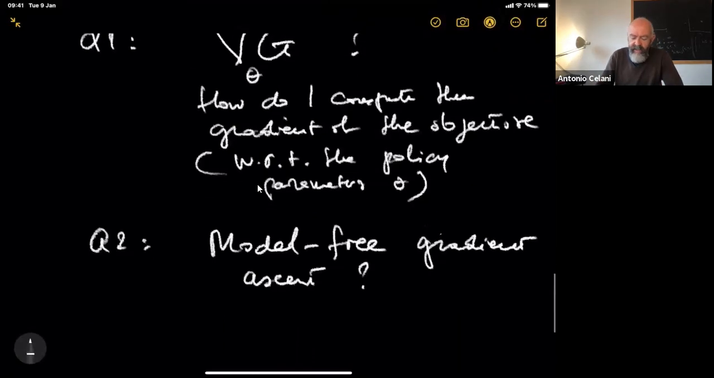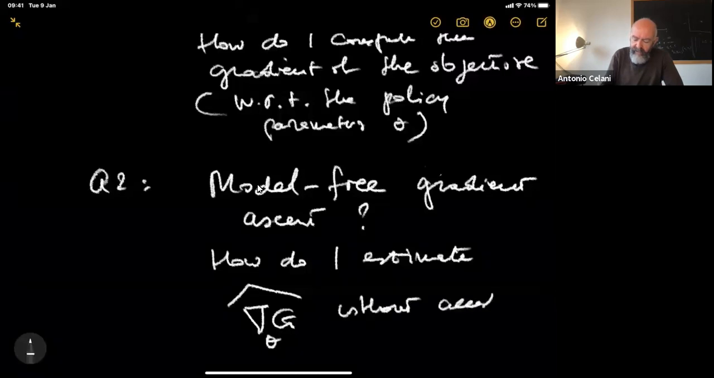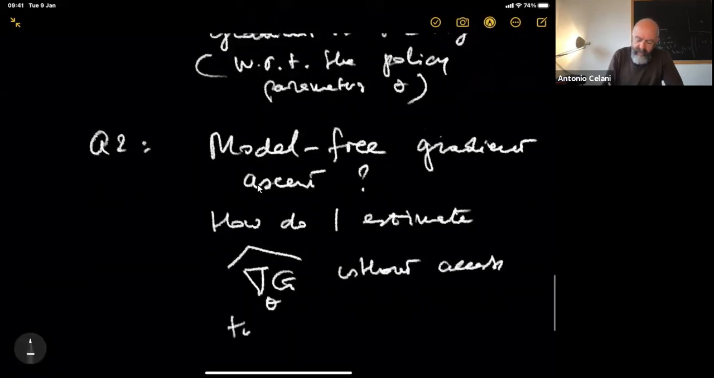So in other words, another way to rephrase the question: how do I estimate the gradient without access to the model?